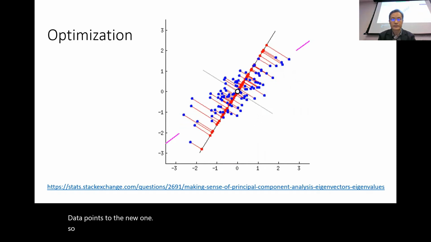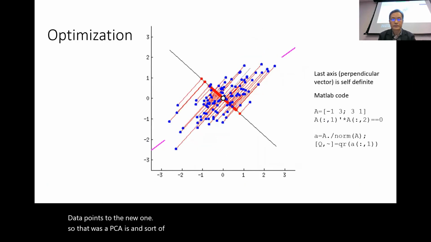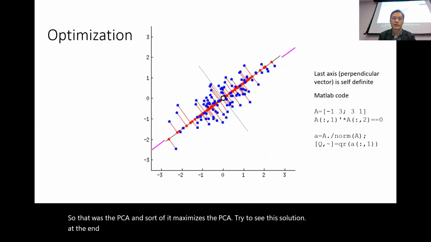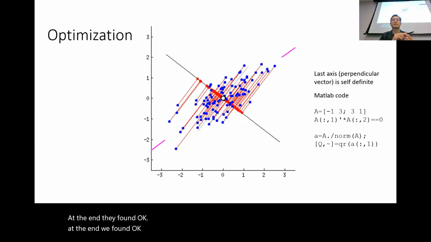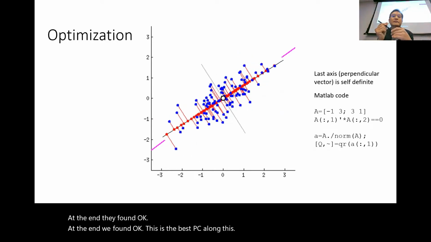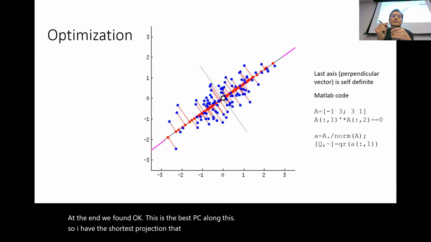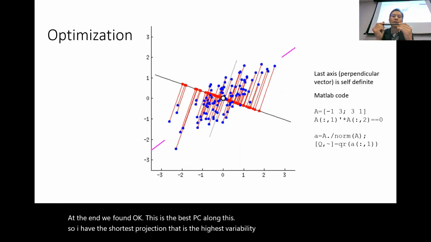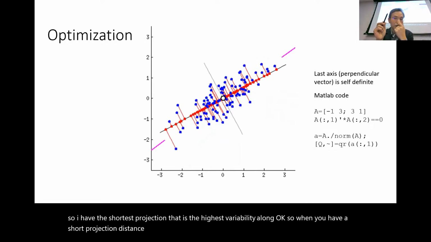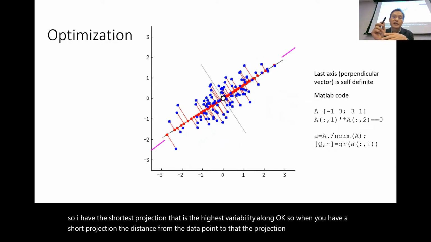So is that what PCA is then, sort of? It maximizes the... Yeah, PCA tries to see, this is a solution. At the end, we found, okay, this is the best PC along this. So it has the shortest projection, but the highest variability along the curve. Okay. So when you have a short projection, the distance from the data point to that, the projection of the data point actually is longer.